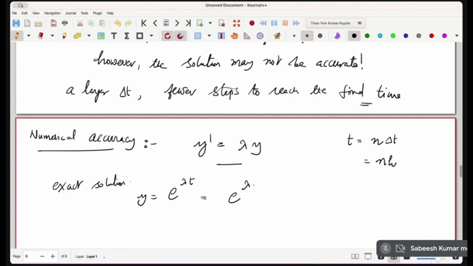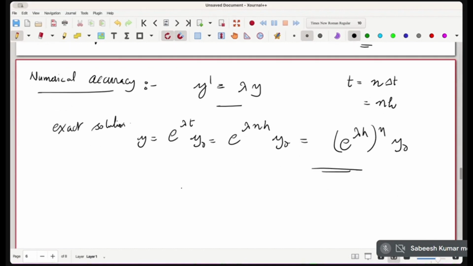Okay, this can be written as lambda times n times h. Or y equals e to the power lambda t times y naught is the exact solution. Times y naught, this is going to be e to the power lambda h to the power n times y naught. So that means the exact solution is given as y exact is equal to e to the power lambda h times n times y naught.